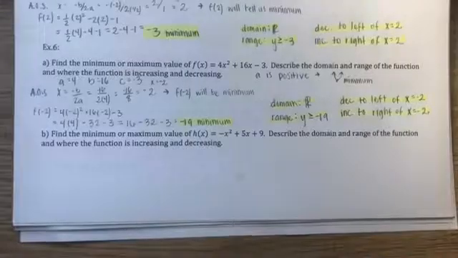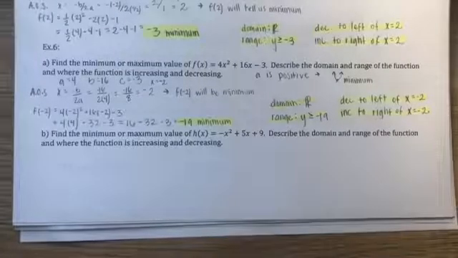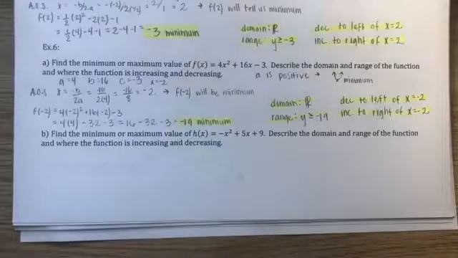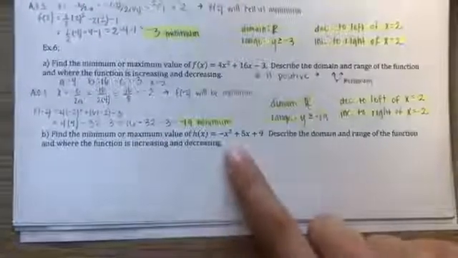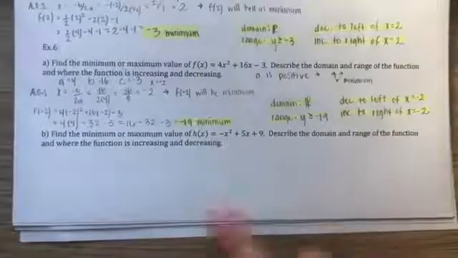And then last one of these, so if you're ready to try one on your own, I would pause it and then maybe use it to check your answer. But B is find the minimum or maximum value of h of x equals -x squared plus 5x plus 9.